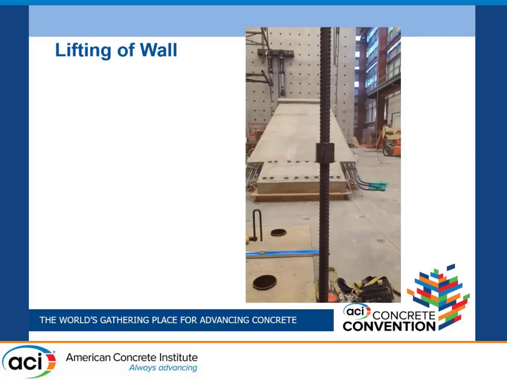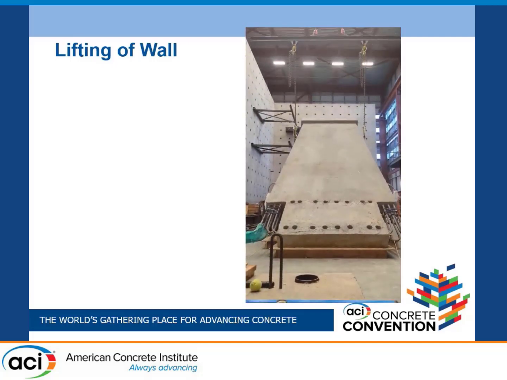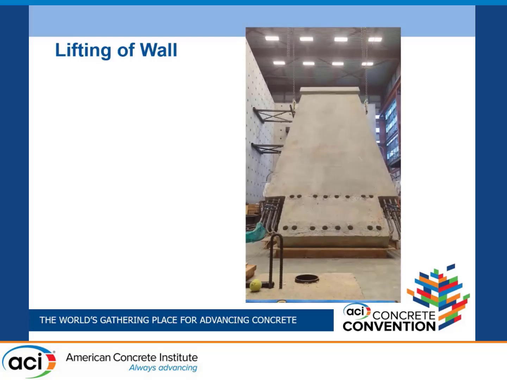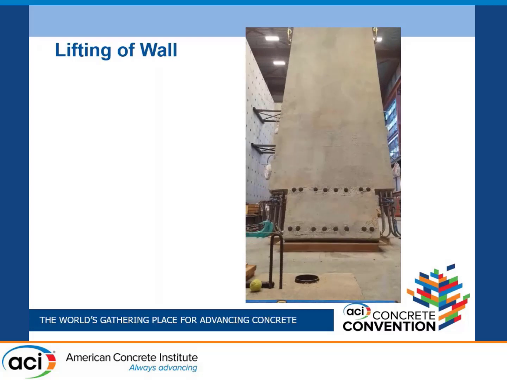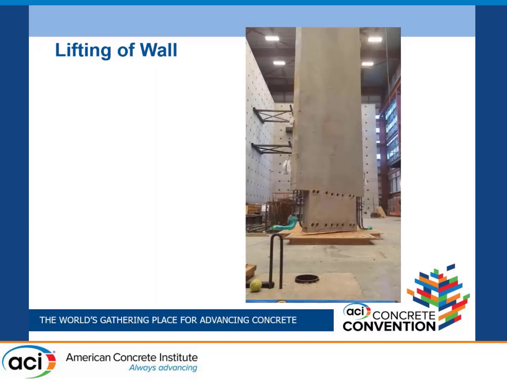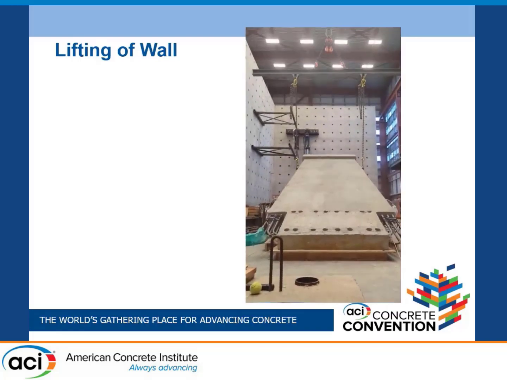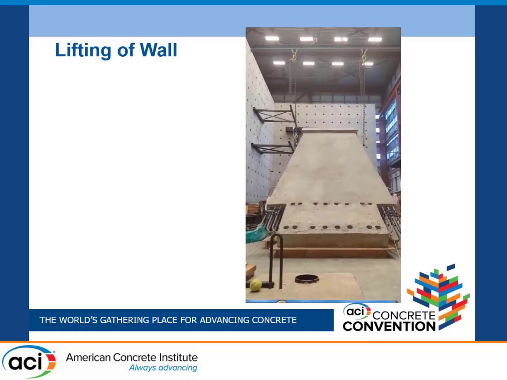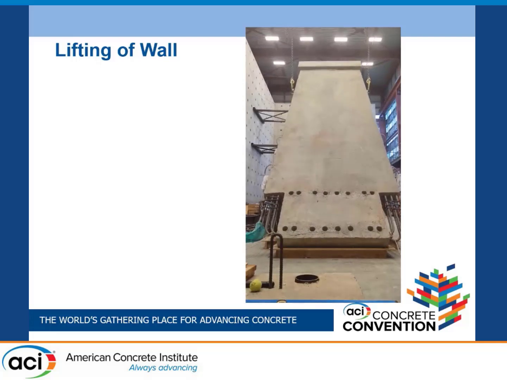The wall wasn't cast vertically. The wall was actually cast horizontally, and then the wall was later lifted with the help of a spreader beam and crane assembly. While lifting the wall and while choosing the lifting point, we made sure that no cracking would occur at the base of the wall so that the stiffness of the wall isn't compromised during later testing of the wall.